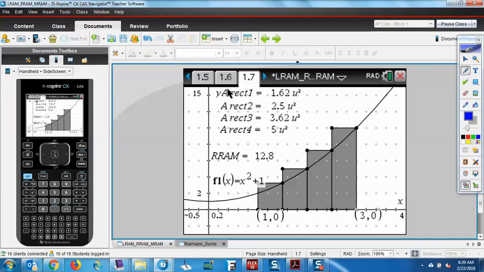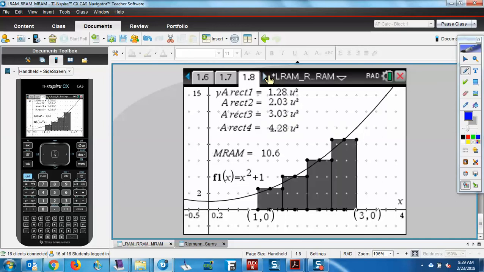And then MRAM, these are called midpoint rectangles. So we go to each subinterval and we go to the midpoint of that subinterval, go up to the function, and that's our height. And now that looks a little better because that way we get a little above, a little below. So midpoints look like they would be better than left and right, as far as an approximation.